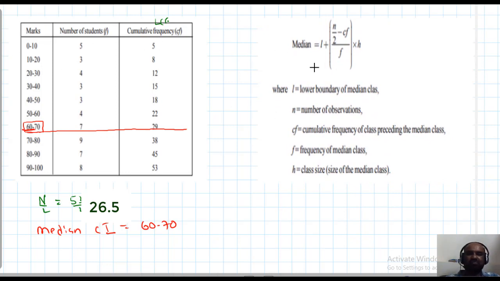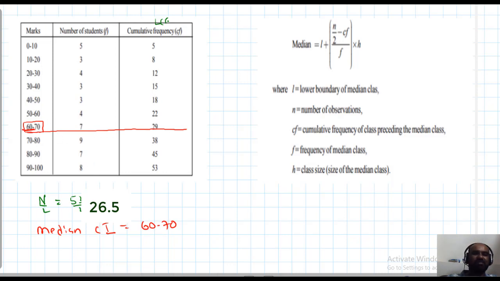To use this formula, the first step is to identify the median class. How can you identify the median class? First of all, the cumulative frequency should be written down, that is, the less than cumulative frequency. After writing that, with the n by 2 value, we want to identify where the cumulative frequency will cross n by 2. 5, 8, 12, 15, 18, 22, 29, it crosses. Under that you need to draw a line. The class interval of that cumulative frequency is taken as the median class. That should be noted here, n by 2.